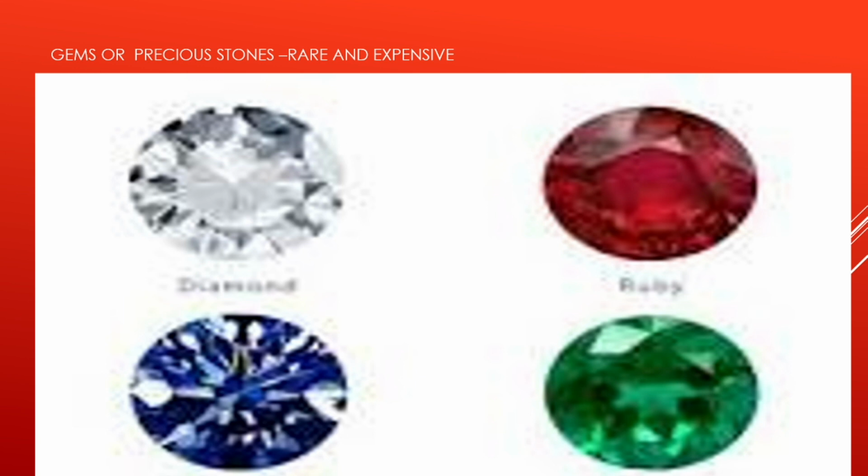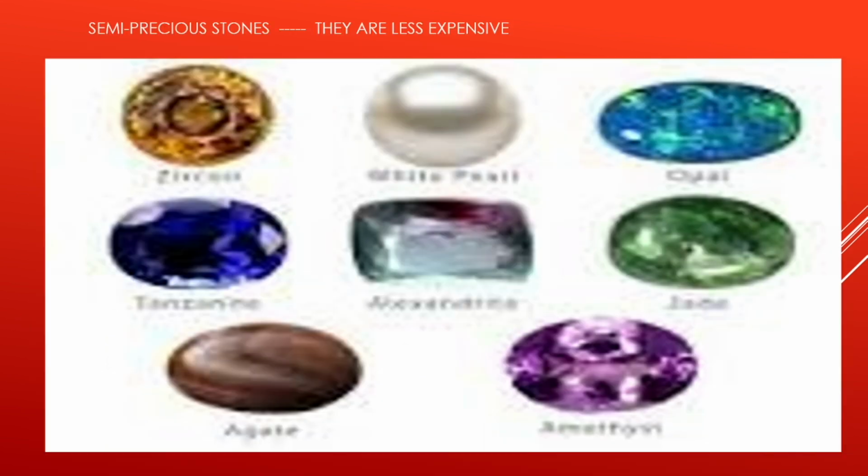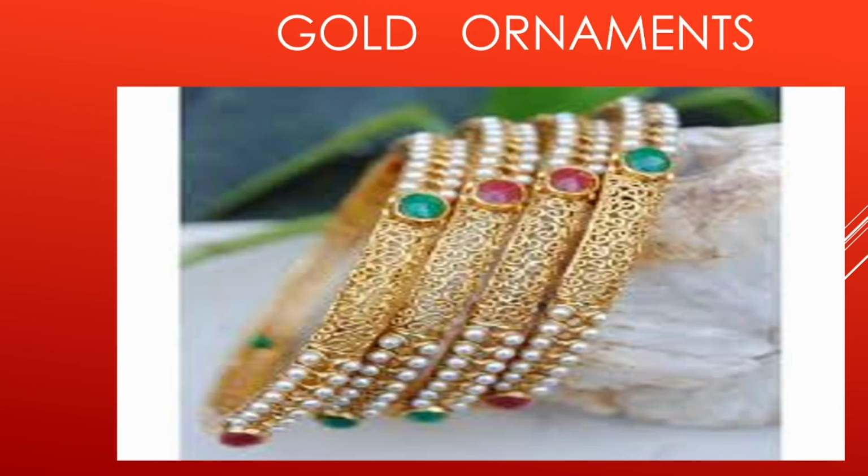For example, first one is diamond, then you call ruby, then you call sapphire and emerald. Now look at this. This is called semi-precious stone because they are less expensive when you compare with the precious stones. Okay. Now these are used for making jewelries and as decorative items. See here, you can see how the pearl and costly gems are used in making gold ornaments.